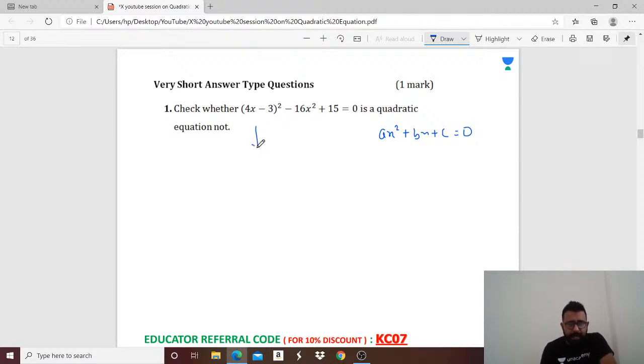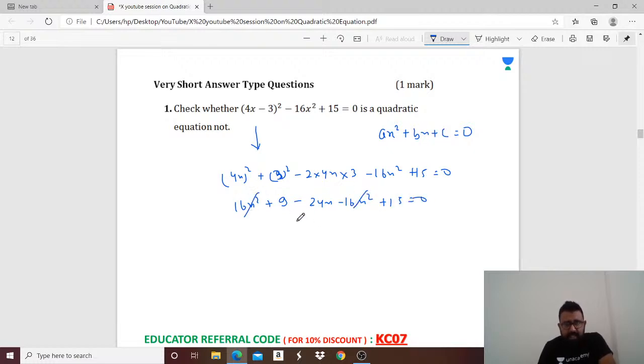So obviously we will open this. When you open this, this becomes a square plus b square minus 2ab, minus 16x square plus 15 is equal to 0. So open this up: 16x square plus 9 minus 24x minus 16x square plus 15 is equal to 0. This gets cancelled. So minus 24x plus 24 is equal to 0. When you take it to that side, 24x minus 24 is equal to 0, or you can say x minus 1 is equal to 0.